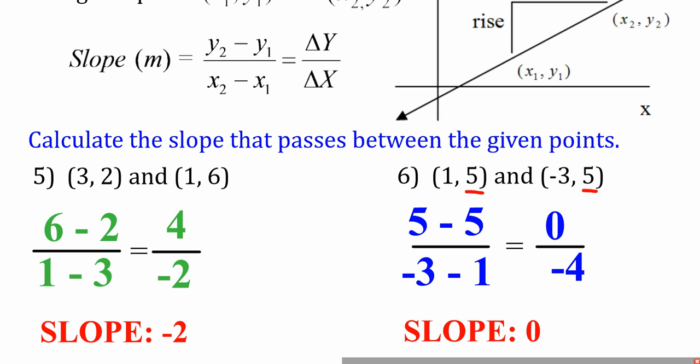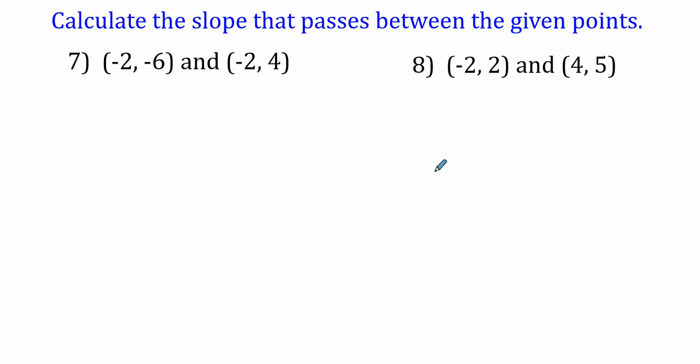All right, let's try a couple more. If you're given the coordinates (negative 2, negative 6) and (negative 2, 4), can you find the slope that passes between them? And what if you have the coordinates (negative 2, 2) and (4, 5)? Can you find the slope for those?